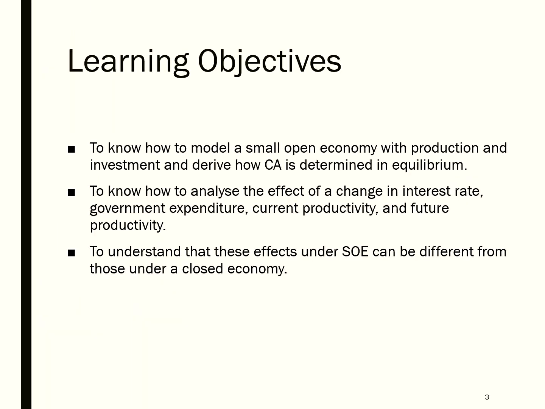There are three learning objectives today. The first is to extend our small open economy introduced in the previous lecture to have production and investment and derive the current account in this complete small open economy model. The second job is to know how to analyze the effects of a change in exogenous variables like interest rate, government expenditure, current productivity, and future productivity. And the last is to understand that these effects on the small open economy can be different from those on the closed economy.